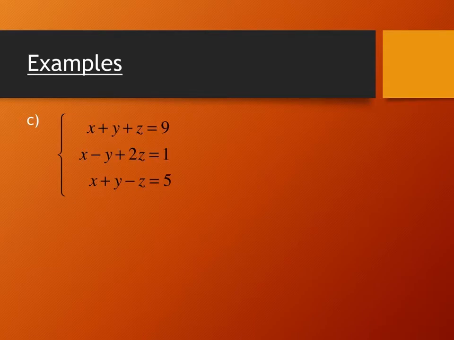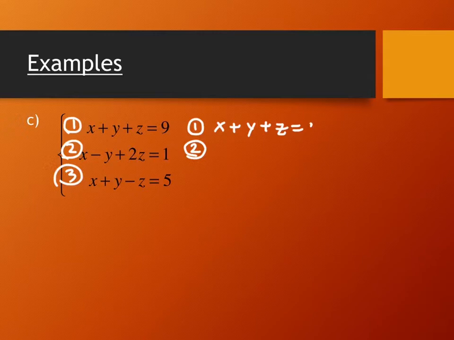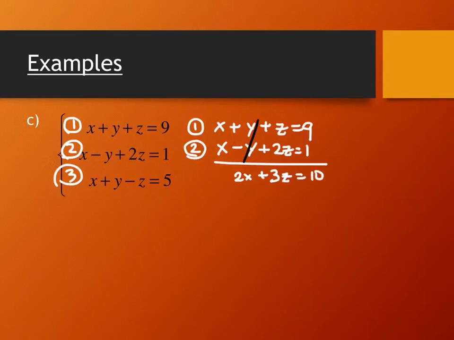So, all right, let me label my equations 1, 2, 3. I think we decided we want to eliminate y's. Which 2 equations would you like to take first? 1 and 2? Okay, so equation number 1 is x plus y plus z equals 9. And equation number 2 is x minus y plus 2z equals 1. Okay, so the y's cancel, and then what? Okay, 2x plus 3z equals 10. And we'll call this equation 4, sorry, not 5.